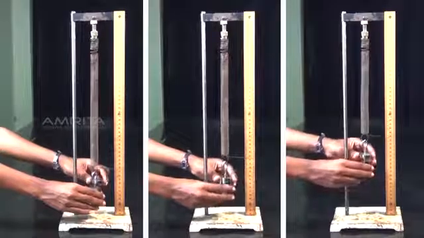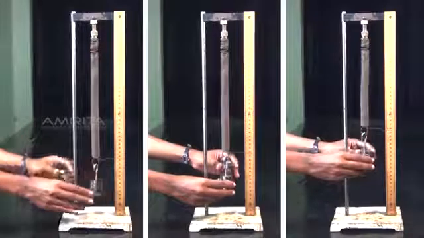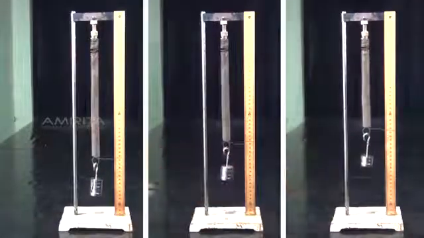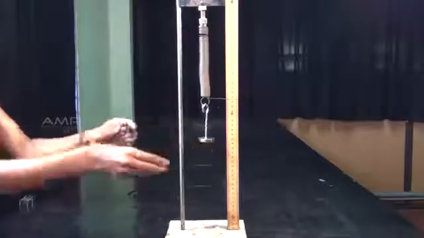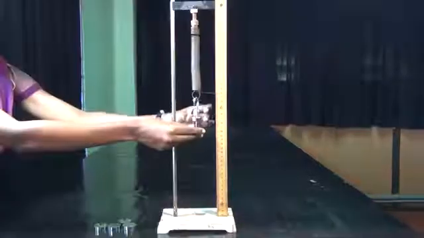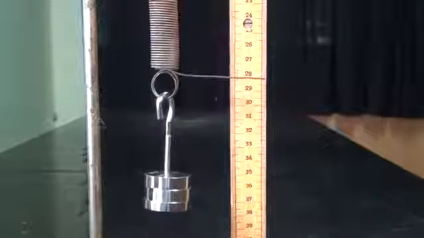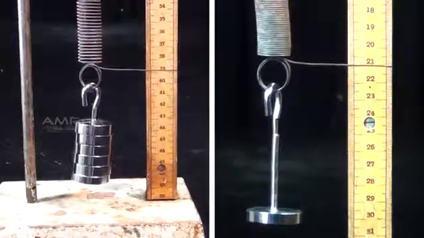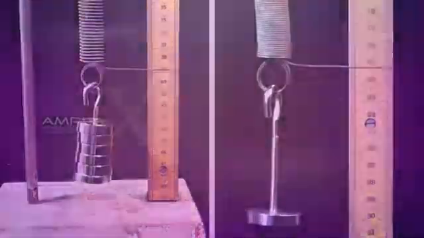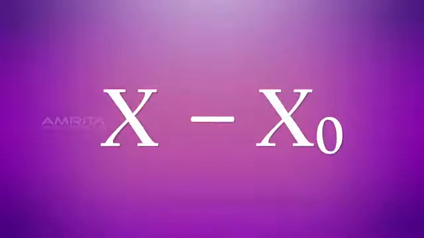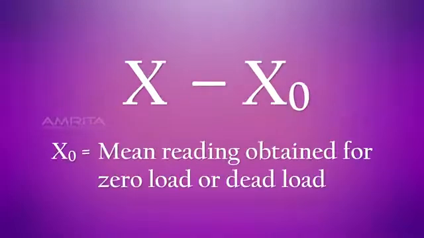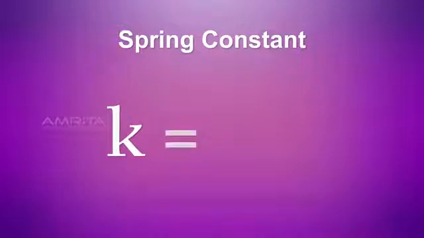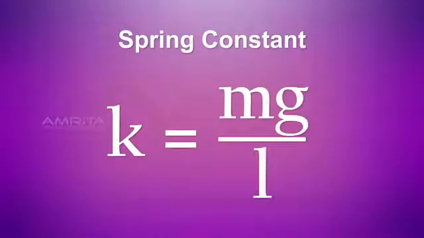Now, slotted weights are unloaded one by one, and each time the reading of the pointer is noted. Repeat the process till only the hanger is left. The mean of readings X corresponding to loading and unloading for each load M is calculated, and the corresponding extension L is determined by finding X minus X0, where X0 is the mean reading obtained from zero load or dead load. The spring constant is calculated using the formula K is equal to mg by L.